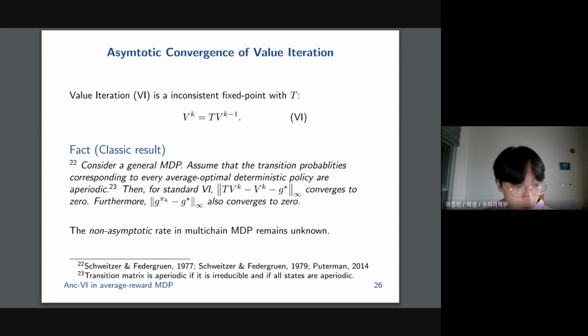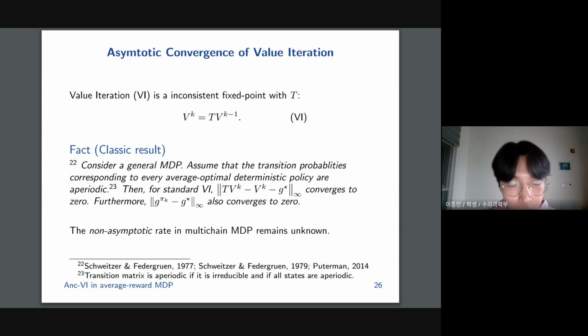For introducing our main result, I will introduce the prior result on convergence of value iteration. For average reward, value iteration is also defined as a Picard iteration with the Bellman operator T. But this is no longer a fixed point iteration. The classic result says that in a general MDP, assuming some periodicity condition on the transition probability, the Bellman error of VI converges to zero. And furthermore, the policy error also converges to zero. This is an interesting result because even though value iteration is not a fixed point iteration, it guarantees the convergence of both Bellman and policy error.